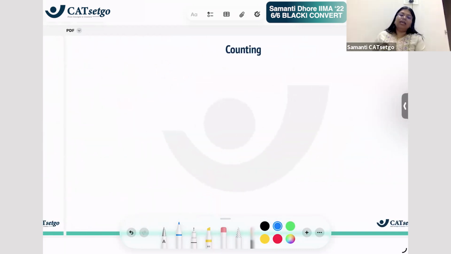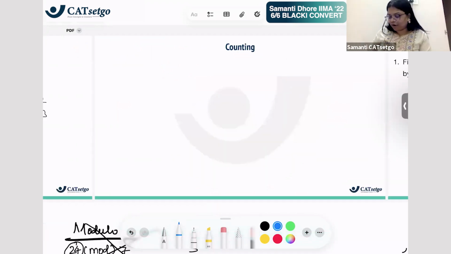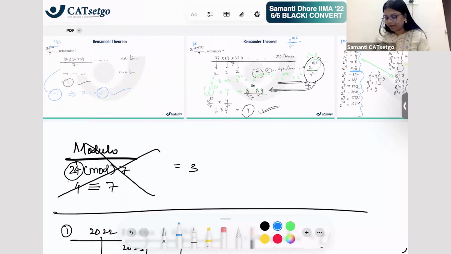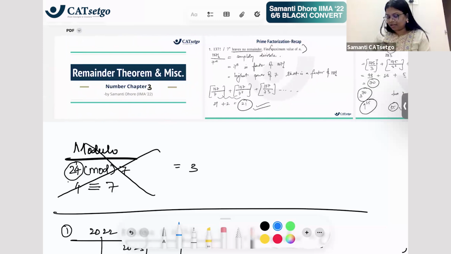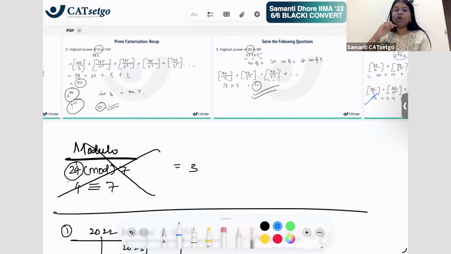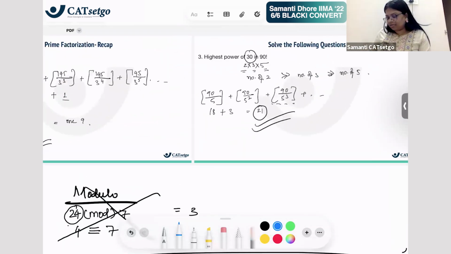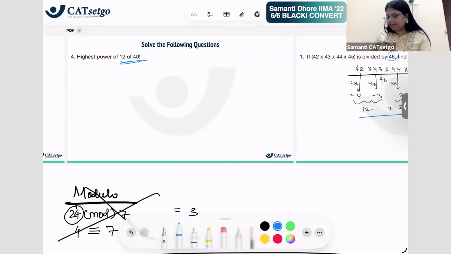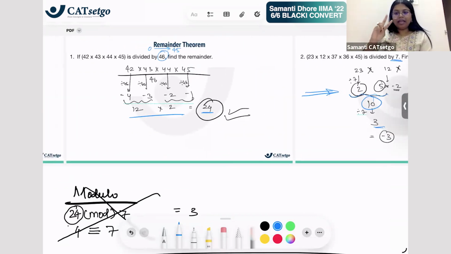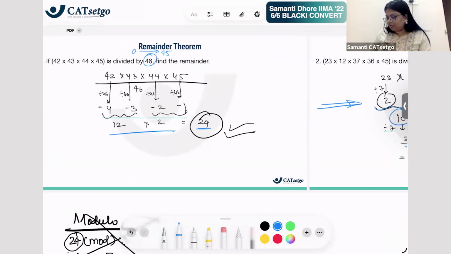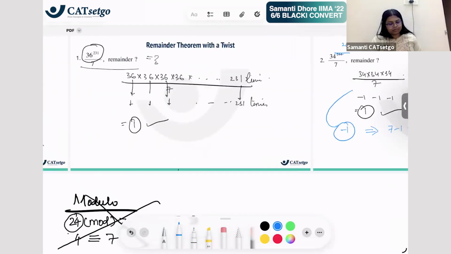Now we start the next concept. What all did we learn so far? We learned remainder theorem, right? उसके पहले prime factorization. We learned prime factorization के extra applications. We saw a few more applications of prime factorization. We saw this कि जब non prime number होता है, तब how do you take into consideration and find out the highest power? After that, we have done remainder theorem, right? Then we did cyclicity, and now we are doing counting. So let us do counting.